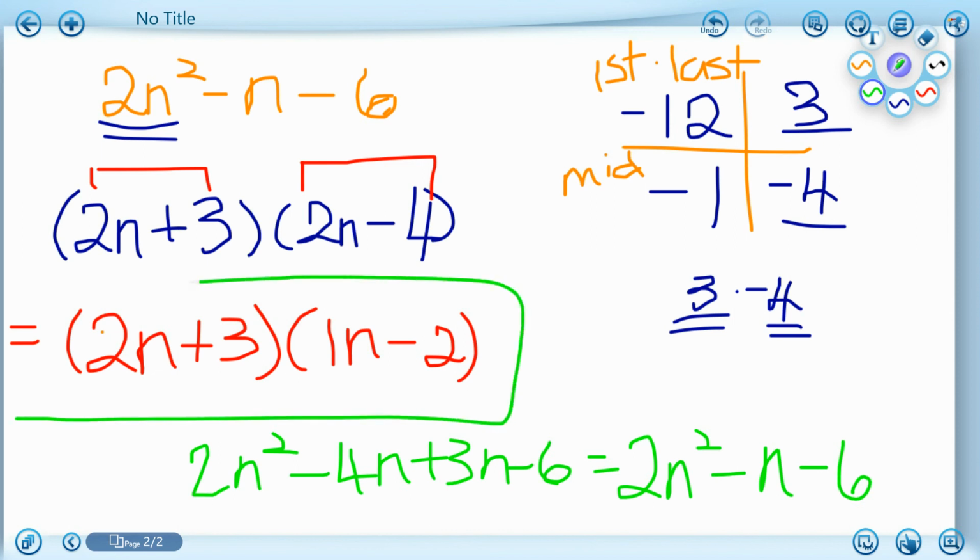So if you have a number in front of your leading term, that's going to require a little bit more work. But at the end of the day, when you get the answer, you just have to match it up and see if that's what you get.